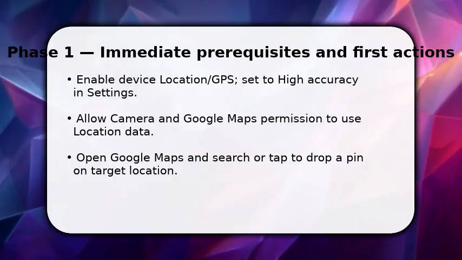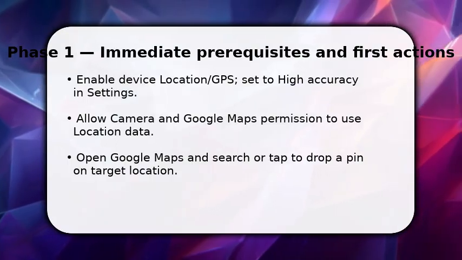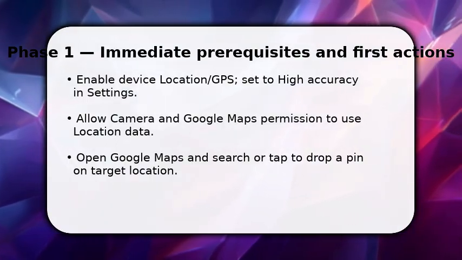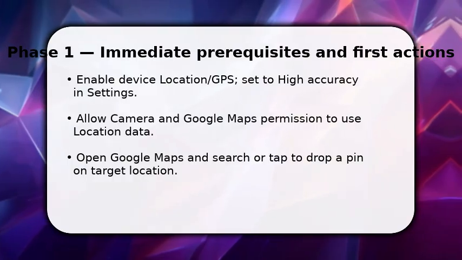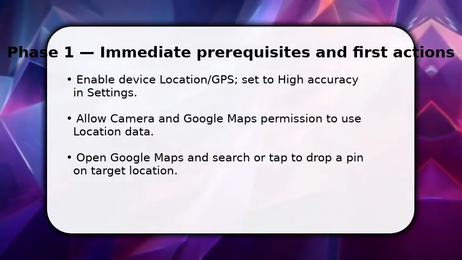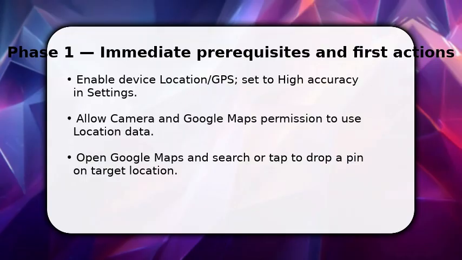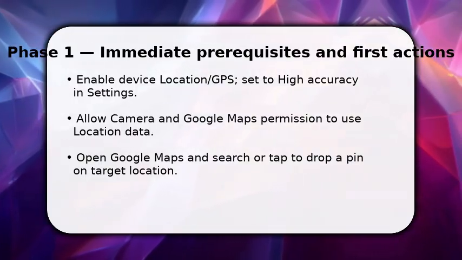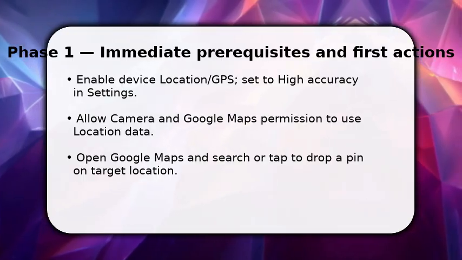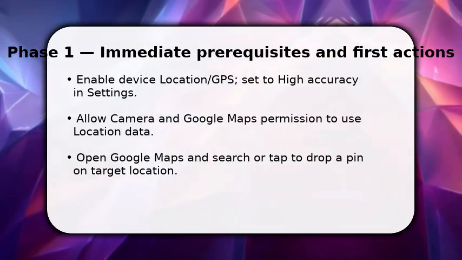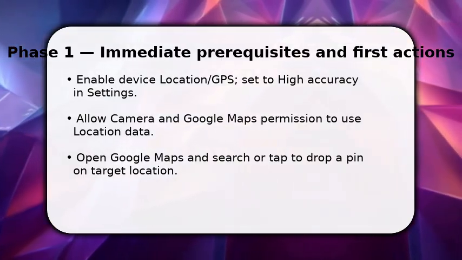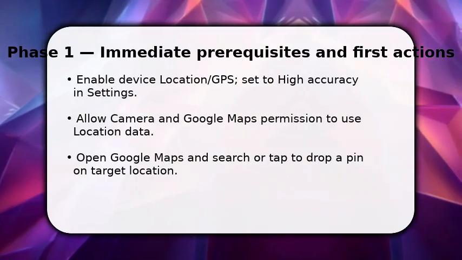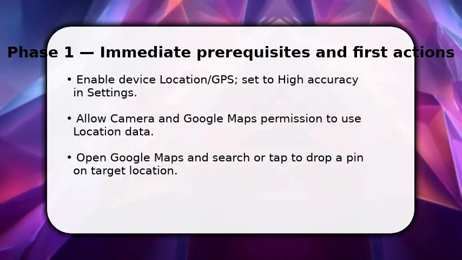You start by making sure your phone records location. Go to Settings and enable location with high accuracy and grant camera plus Google Maps permission. Once done, open Google Maps and search the address or long press the map to drop a pin where you want the photo tied. Make sure the pin is precise, zoom in, and adjust the marker. This ensures the map coordinates are exactly where the photo will be associated before you capture or upload any image.